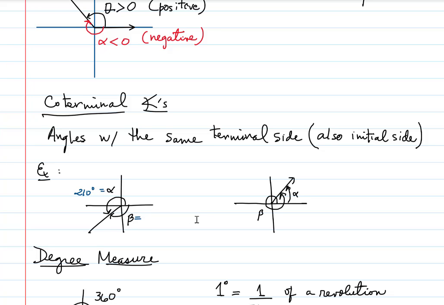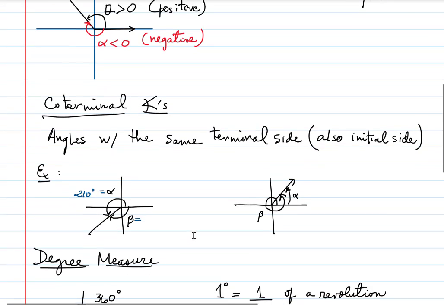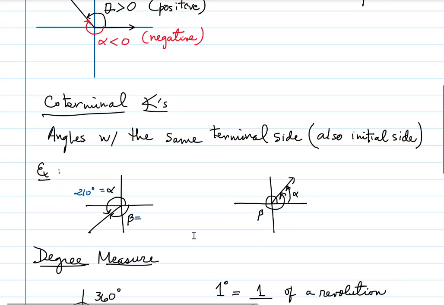Now, remember what we said about positive and negative. Because beta is going clockwise, it will have to be negative 150. Always make sure when we're dealing with degrees, because we're going to see a different type of measure, that you put your little circle there so we know we're talking about degrees. Let's see this example. Let's say this alpha is 60 degrees. What would beta be?